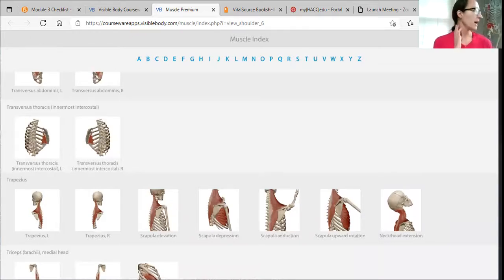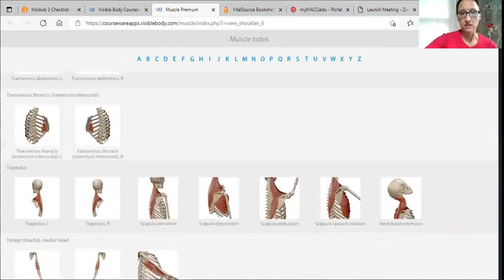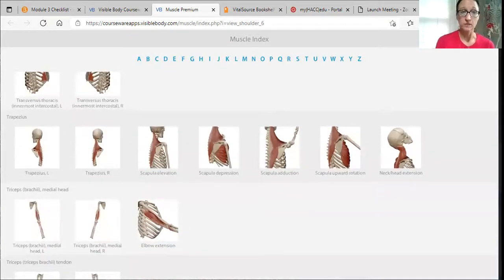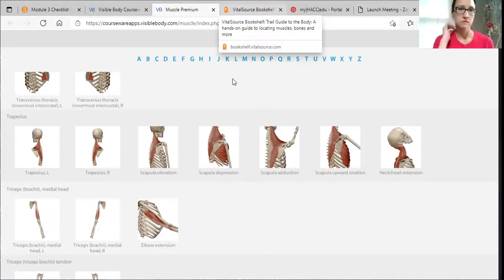Okay, now as far as contralateral rotation is concerned, they do not have it listed with traps. They'll have it listed with some of the other neck muscles. So I'm going to stay on traps for a little bit, and then maybe I'll show you the other ones, or maybe I won't. Maybe I'll save it for class.